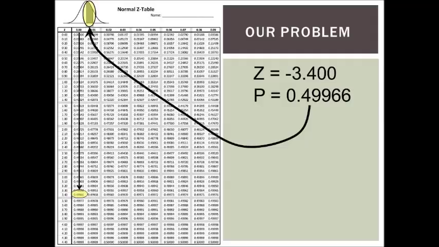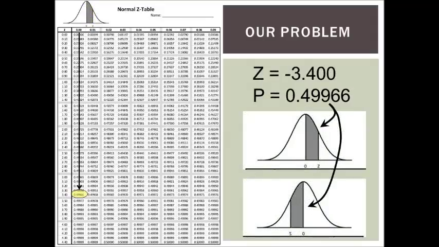But remember, the normal distribution is symmetrical. So it doesn't matter if your z is positive or your z is negative, the probability that you look up in the table will represent the shaded region of this normal curve, and the shaded region will be to the right of the center, to the right of the mean if z is positive, and it will be to the left of the mean, or the left of center, if it is negative. So which one of these two drawings that's shown here represents the shaded region of our distribution?